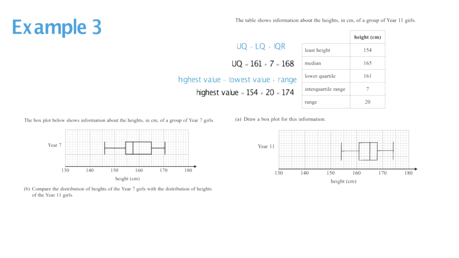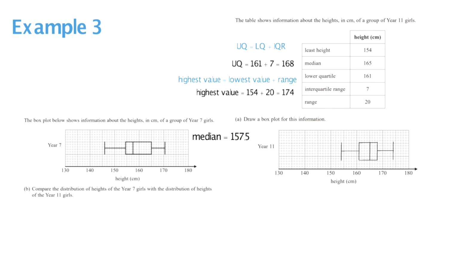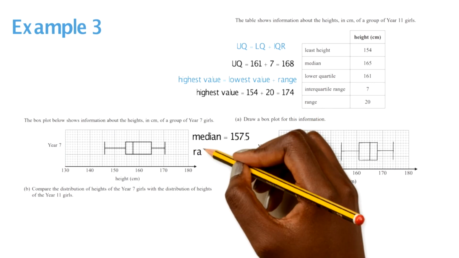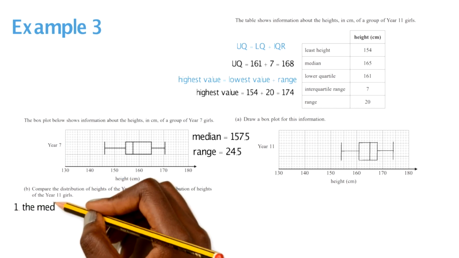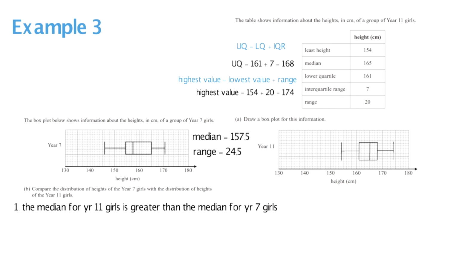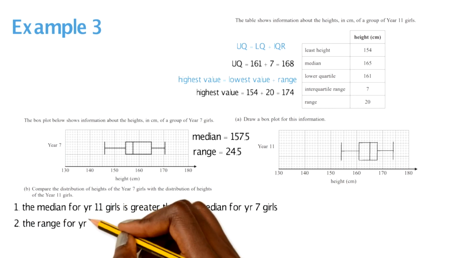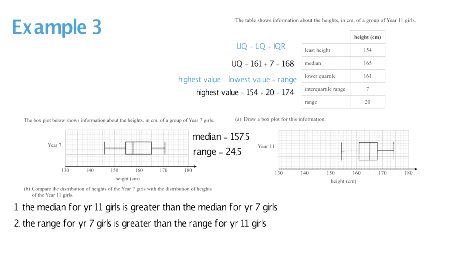Then it's now giving us a compare question. We're comparing the distribution of the heights of the year 11s and the year 7s. We know the median for the year 7s is 157.5, and the range for the year 7s is 24.5. So we can say that the median for the year 11 girls is greater than the year 7s because it was 165 compared to 157.5, and the range for the year 7s is greater than the year 11s because it was 24.5 compared to 20.